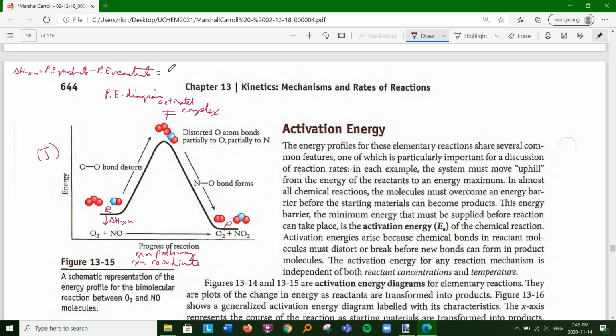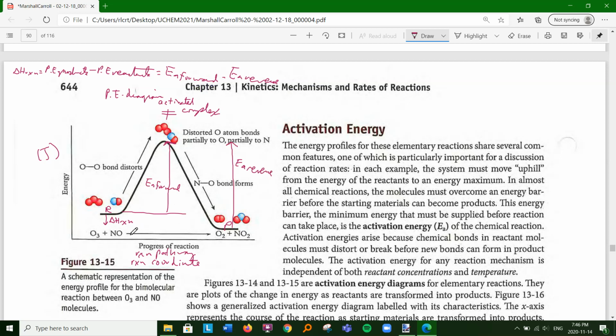And it can also be written as the forward activation energy minus the reverse activation energy. The forward activation energy is from wherever the reactants are, wherever you choose to have them on the potential energy profile, up to the top of the hill. So that is EA forward. And from the products to the top of the hill, that is EA reverse.